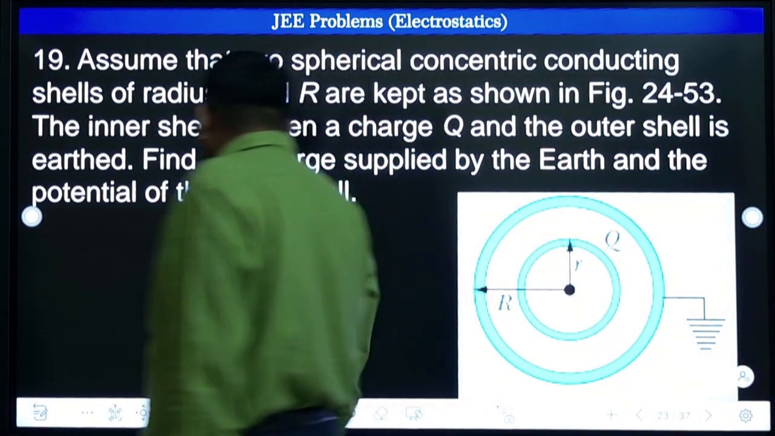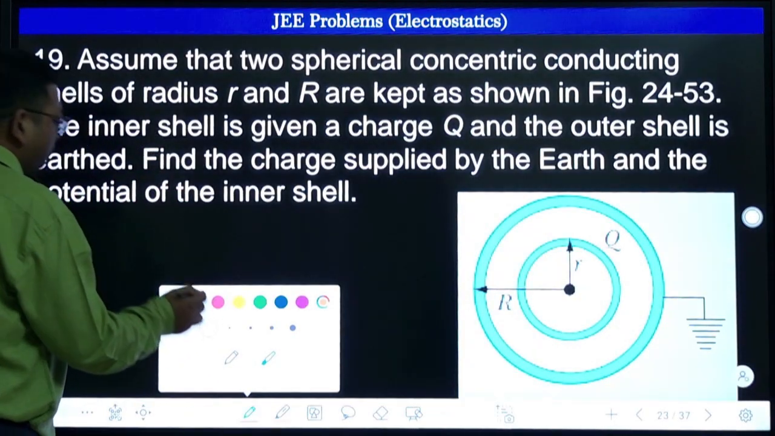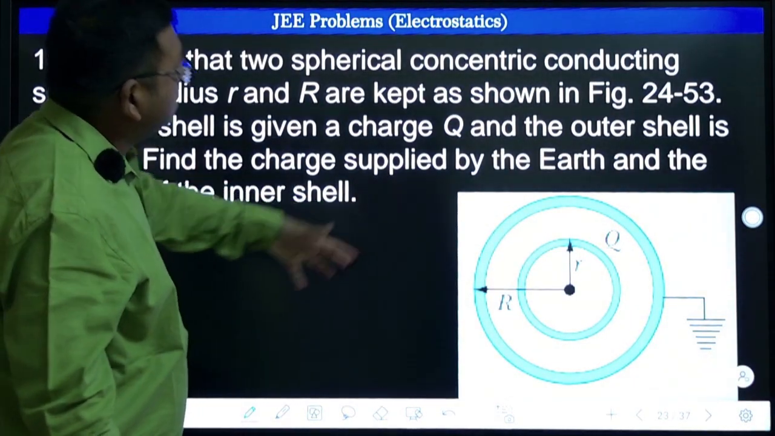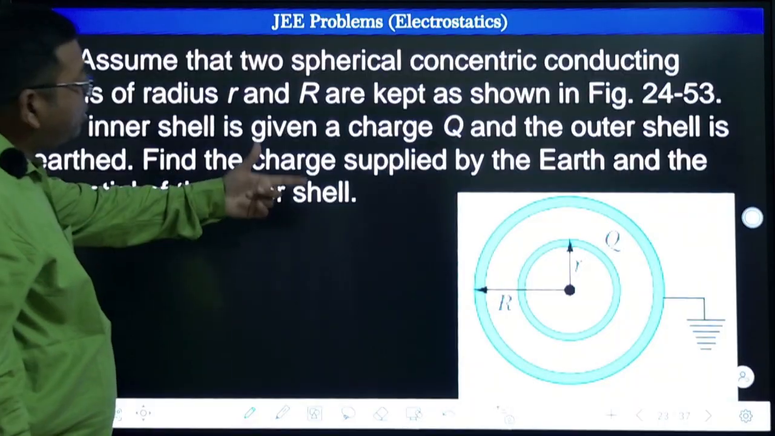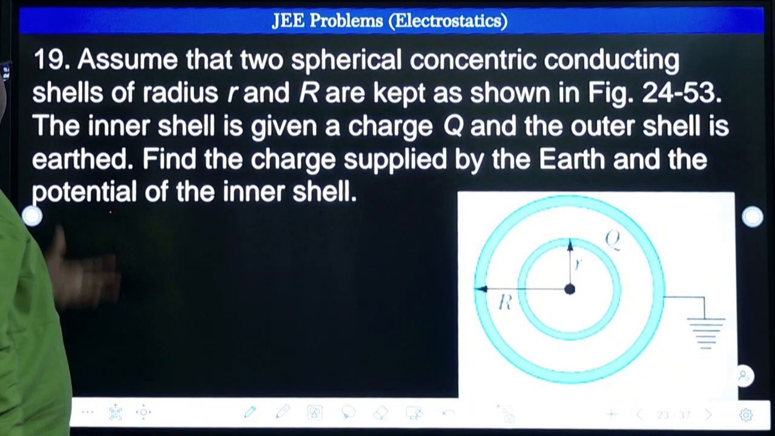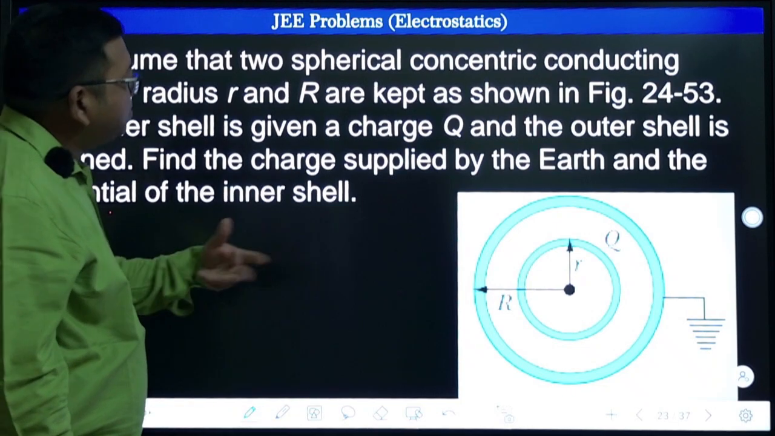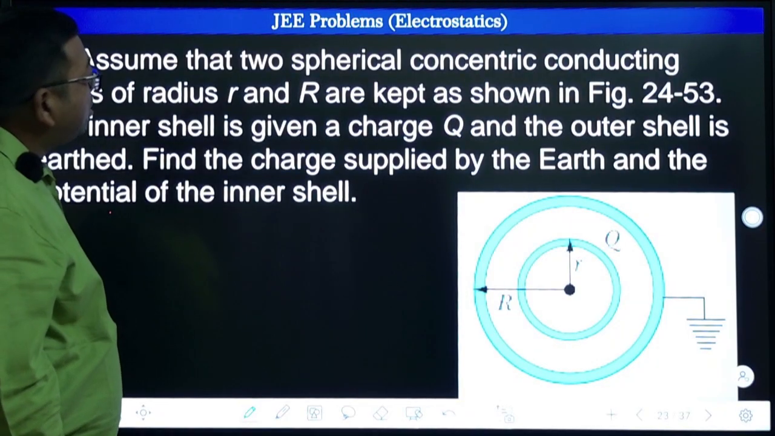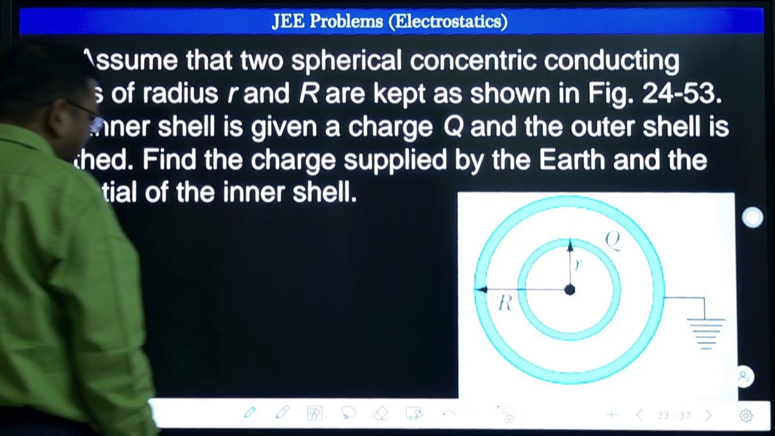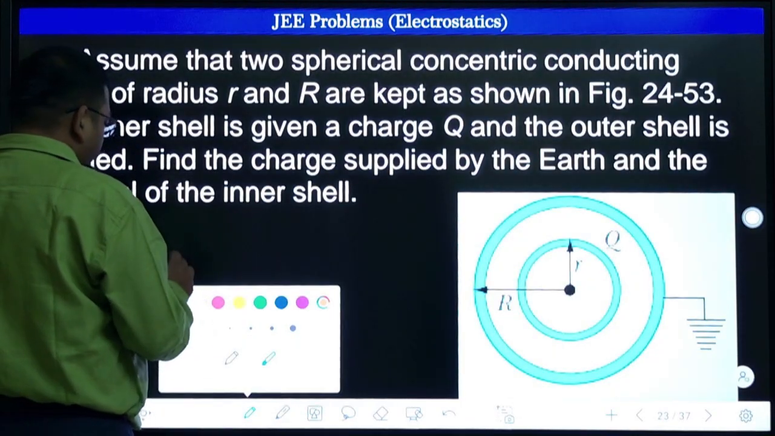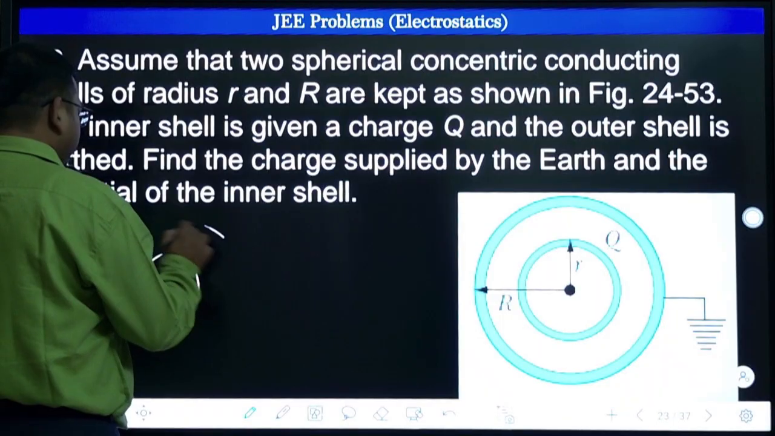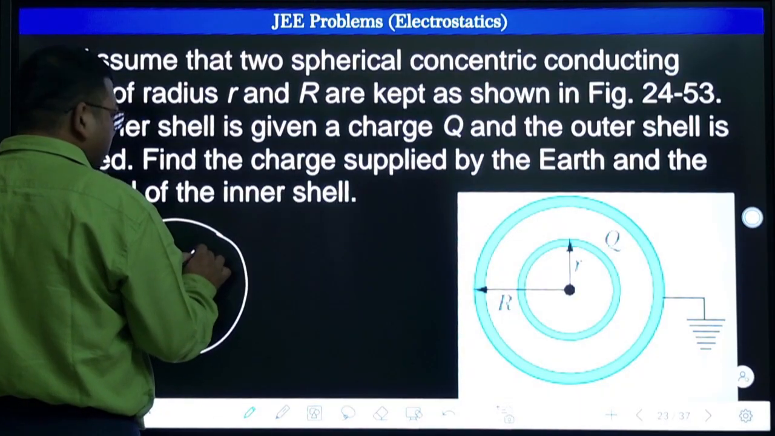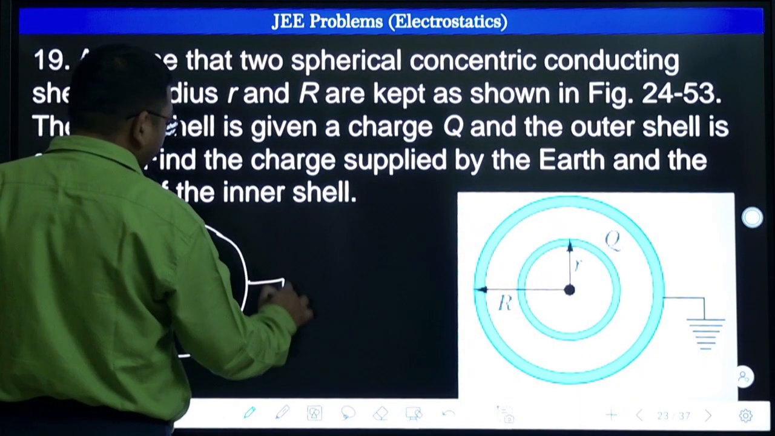Question number 19. Assume that two spherical concentric conductors like this, shells of radius small r and capital R, are kept as shown. The inner shell is given a charge capital Q and the outer shell is earthed. Find the charge supplied by earth and the potential of the inner shell. Let me redraw this. The inner shell is there, the outer shell is there, and the inner shell is given a charge q and it is earthed.